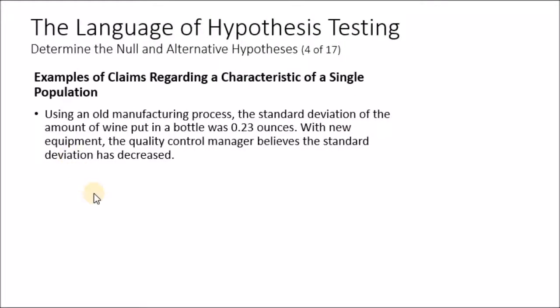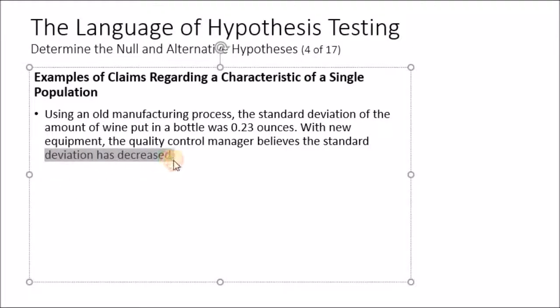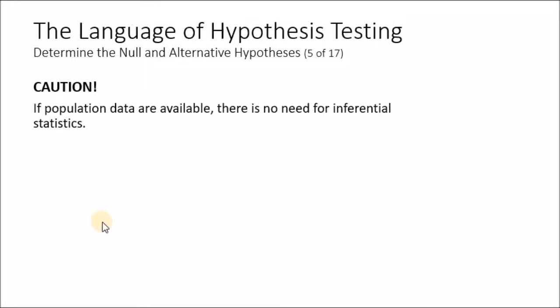Let's look at a third example. Using an old manufacturing process, the standard deviation of the amount of wine put in a bottle was 0.23 ounces. With new equipment, the quality control manager believes that the standard deviation has decreased. So here is another claim. The manager claims that the standard deviation has decreased. You notice in these examples, we have an old study and old research, and then we believe that the proportion or the mean or the standard deviation has changed.